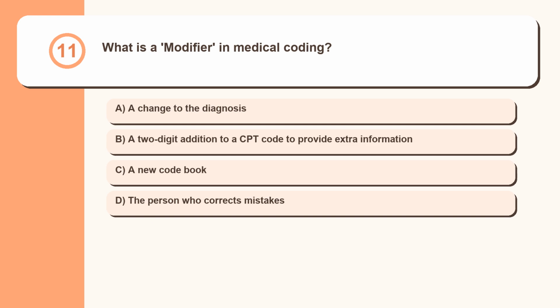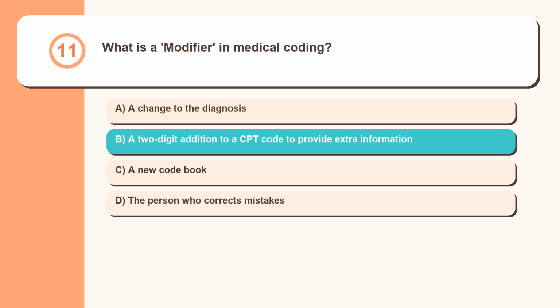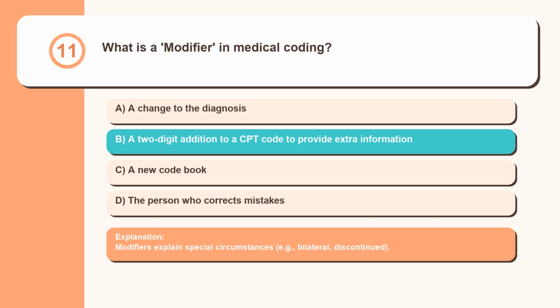Question 11. What is a modifier in medical coding? A change to the diagnosis. A 2-digit addition to a CPT code to provide extra information. A new code book. The person who corrects mistakes. Modifiers explain special circumstances, for example, bilateral, discontinued.